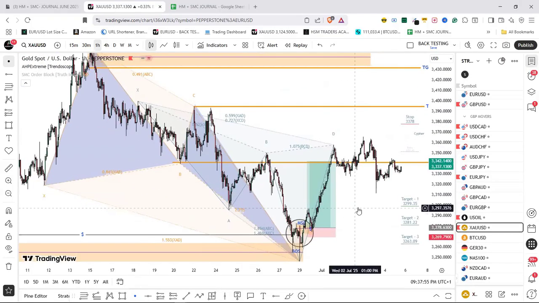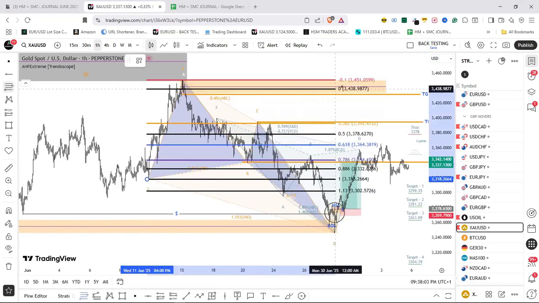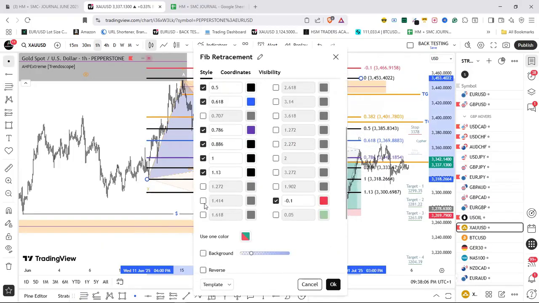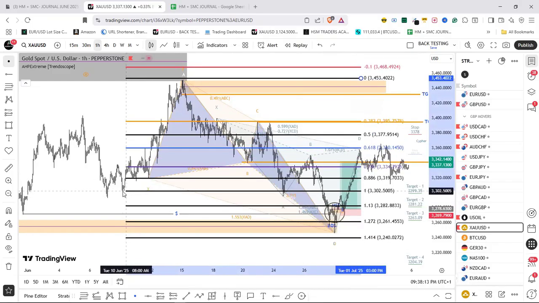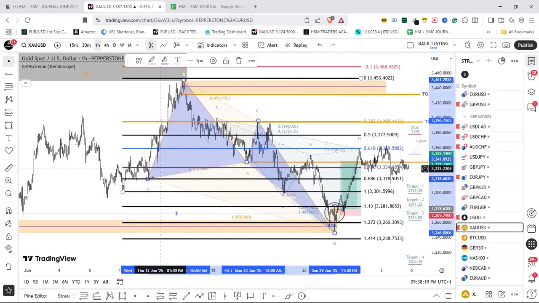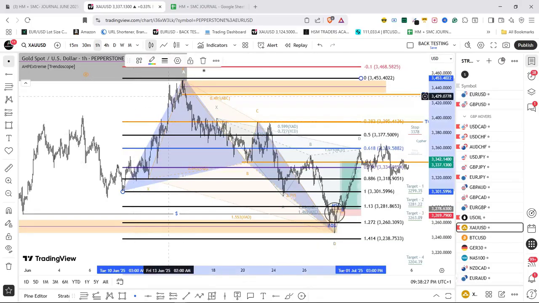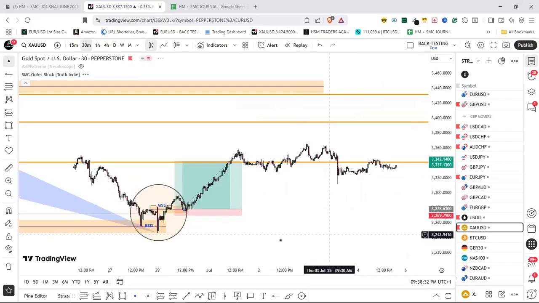So when I saw the setup, it was a butterfly pattern. So what I did was to measure the pattern. I found out that it was actually valid. I saw it was 1.272 to 1.414. It was valid. I think it should be from here. Made a mistake. Should be from here. Something like this. So it was valid. So I said, okay, fine. Let's look out for structure shift on the 30 minutes, 15 minutes time frame.